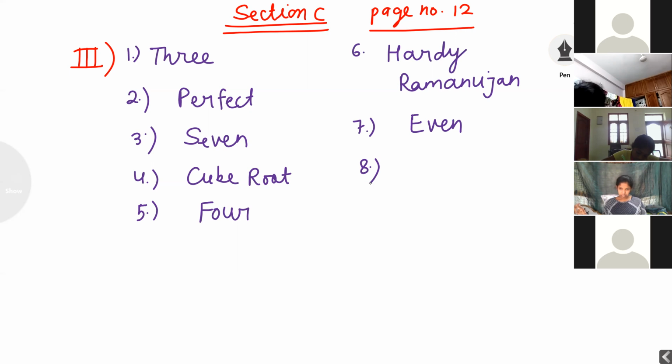Eighth, if 5 appears 6 times in the prime factorization of a cube number, then 5 will appear how many times in the prime factorization of the cube root of the number? Read the question again, everyone. If 5 appears 6 times in the prime factorization of a cube number, then 5 will appear twice in the prime factorization of the cube root of that number. Twice.